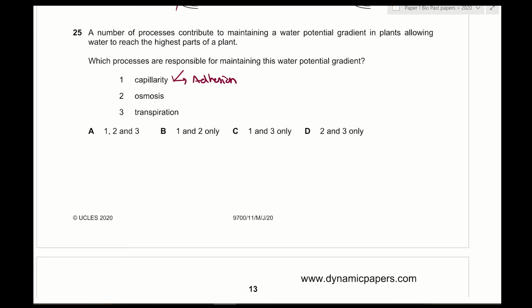2, osmosis. Osmosis is the movement of water down water potential gradient. So this also aids the transportation of water and helps maintain water potential gradient across plant cells. Therefore, this is correct. 3, transpiration. Transpiration is the loss of water vapor through the stomata. Therefore, it pulls more water molecules up the root because it forms a water potential gradient. Therefore, more water is pulled upwards through the plant. Therefore, transpiration is correct and A is going to be the correct answer.